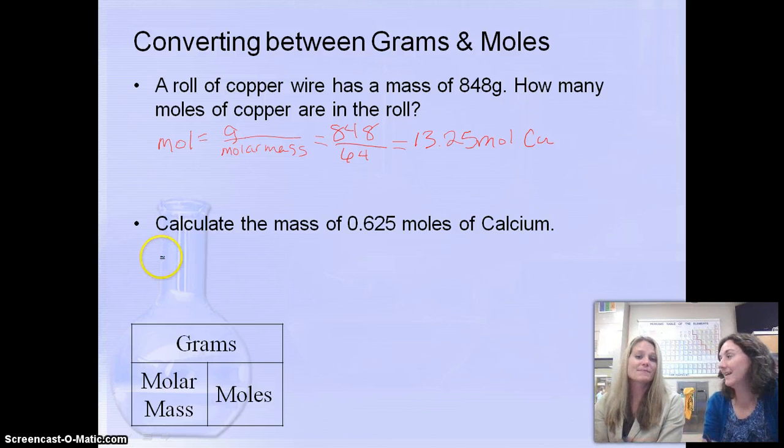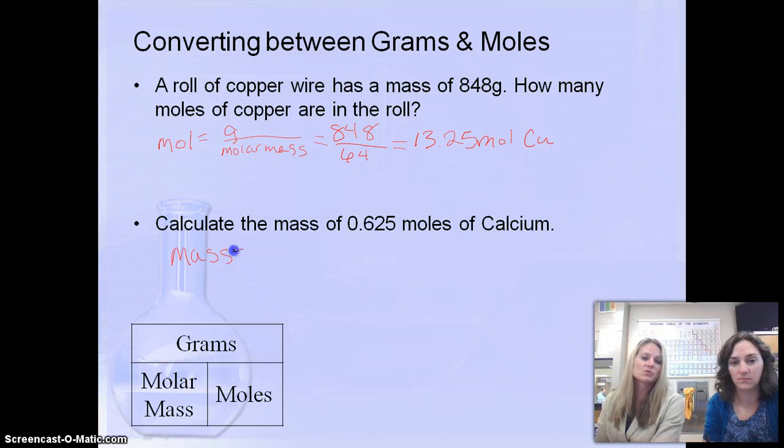All right, so calculate the mass. So the next question. Calculate the mass of 0.625 moles of calcium. So now we know the moles, and we want to find the mass. So we're going to take the molar mass, and we are going to multiply it by the moles.